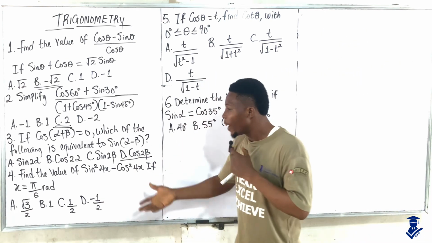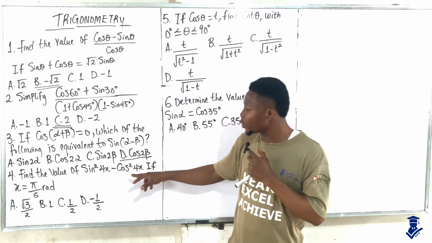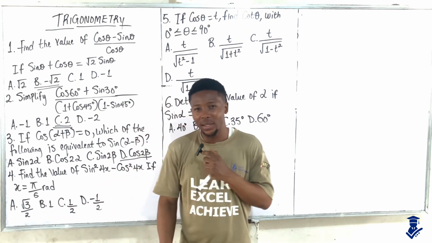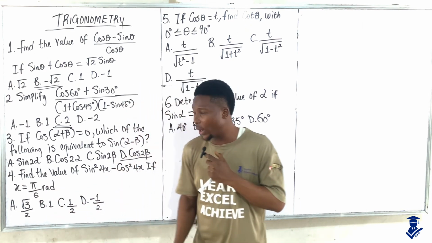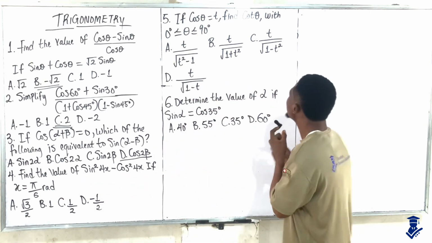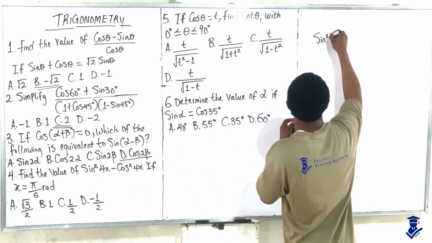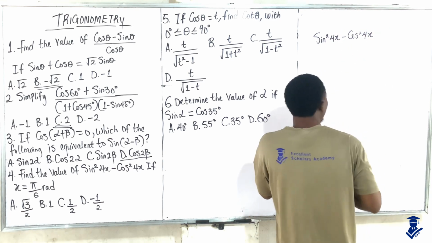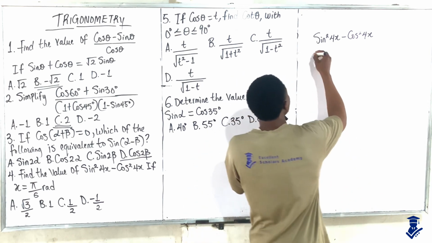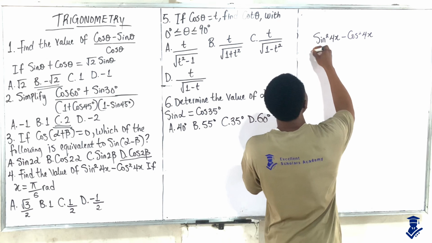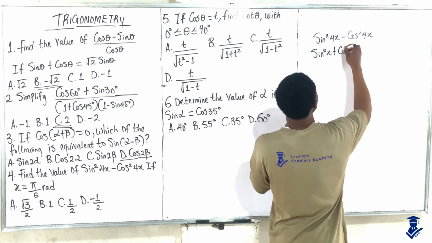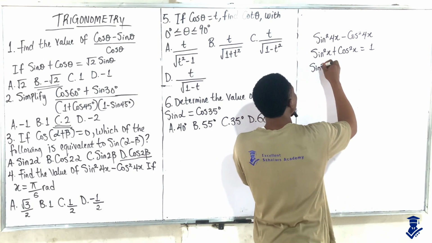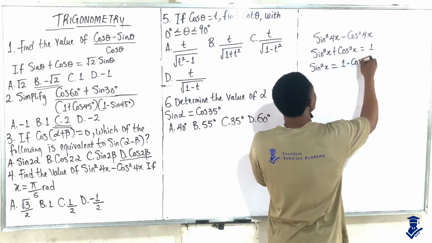Now the next question says, find the value of sine squared 4x minus cos squared 4x if x is equal to pi over 6 rad. Now we are given our angle in radians, all right, and we're asked to find the value of this. So we're asked to find the value of what? Sine squared 4x minus cos squared 4x. Now I want us to remember this trigonometric identity, that sine squared x plus cos squared x is equal to 1. So it means that sine squared x is equal to 1 minus cos squared x.